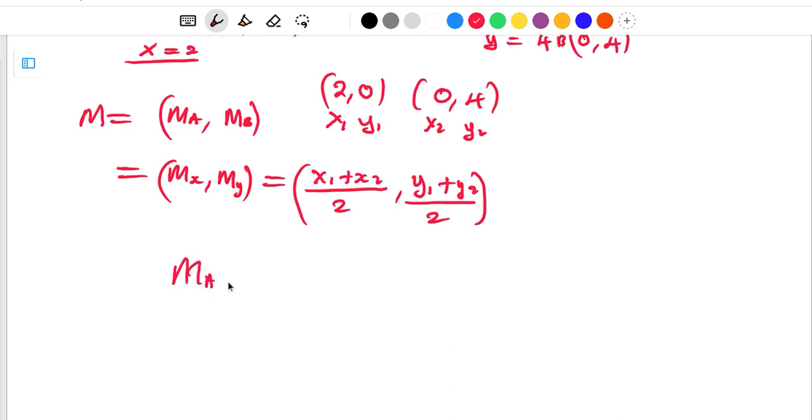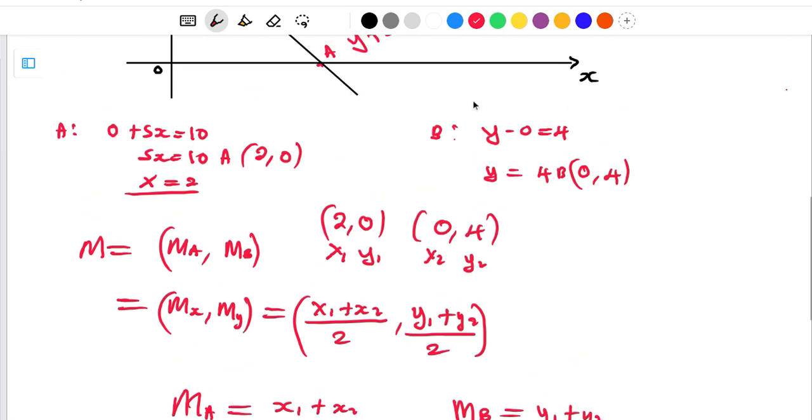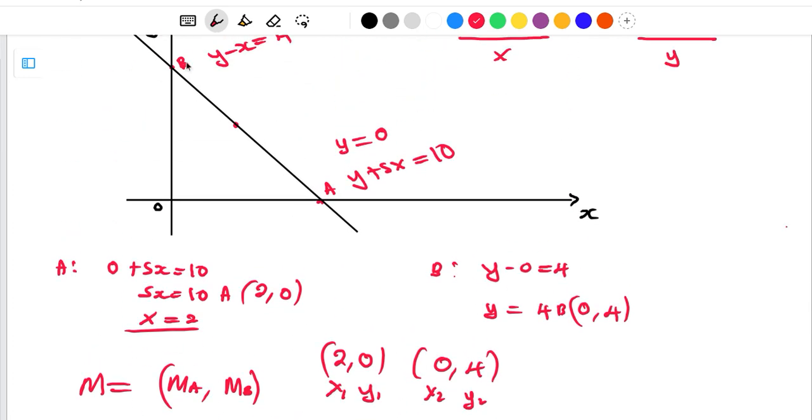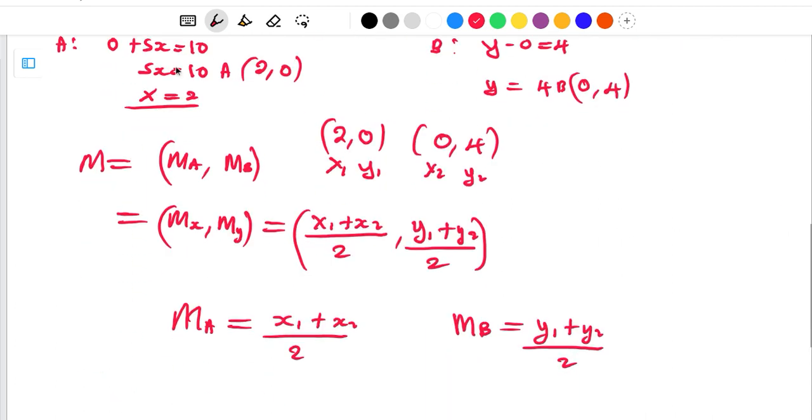Or if we want, we can say the midpoint for A is equal to (x1 + x2) divided by 2, then the midpoint for B is equal to (y1 + y2) divided by 2. The reason why I'm putting the midpoint for A and the midpoint for B is because A is on the x-axis and B is on the y-axis. So that's the reason why I'm taking x, and the reason why I'm taking y here.